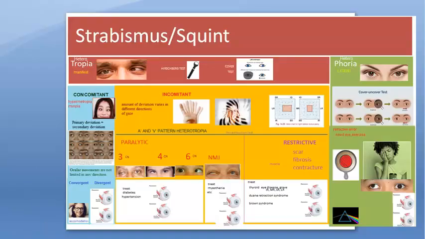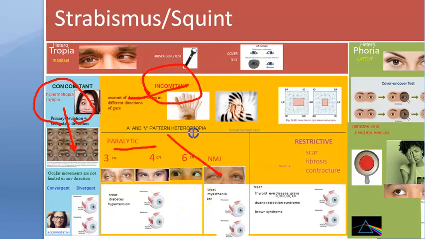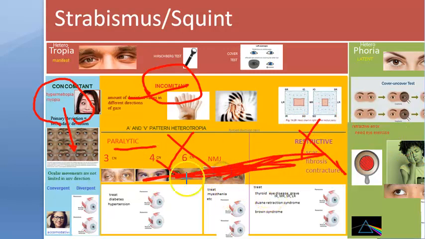Hello people, in this video we want to cover incomitant squint. In heterotropia you have two types: concomitant or incomitant. Concomitant means they have some disease in the eye, and because of that there is squint. But in incomitant, which we are looking at in this video, the nerve that is supplying the muscle is gone, or the muscle itself has some fibrosis or something. Directly the muscle itself is affected here.